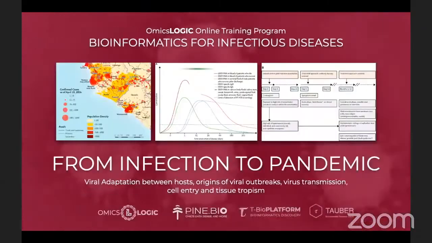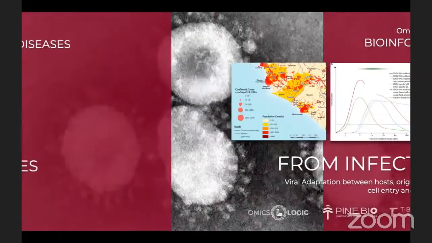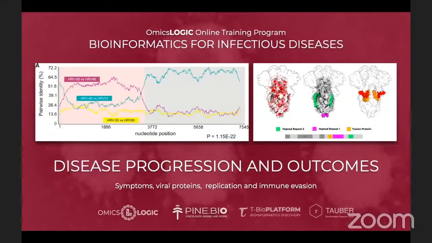After that, the next session is about the infection to pandemic, so the viral adaptation. Here we will be talking about hosts and origins. This will be on 1st June 2021, and transmission, and then cell entry and tissue tropism. After that, on 3rd June, we have the session about symptom severity.